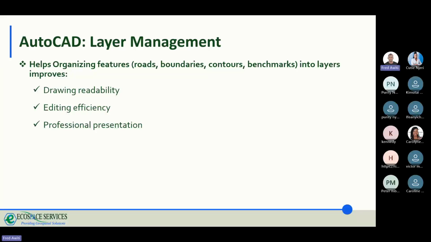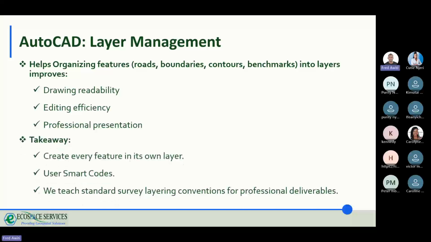If I want to change the drawing readability, I want to edit it, I want to change the presentation. I want to change the symbol. I just go edit one symbol, apply to the layer, and everything has the same symbol. It also helps save time. So what do you take away from that? It is clear that you create every feature in its own layer. If I want to draw a road, I first of all create a layer called roads. Then anything that I'm drawing that's called a road is under the road.